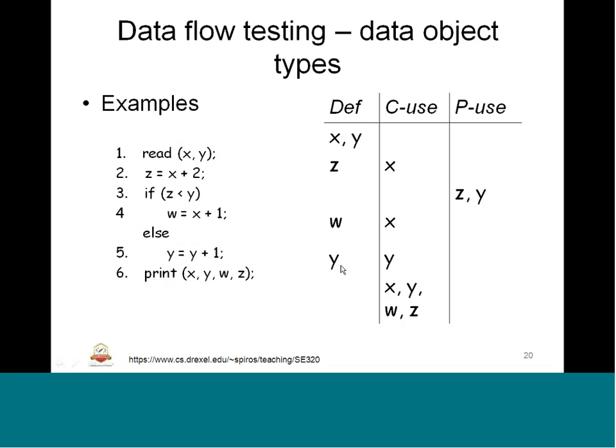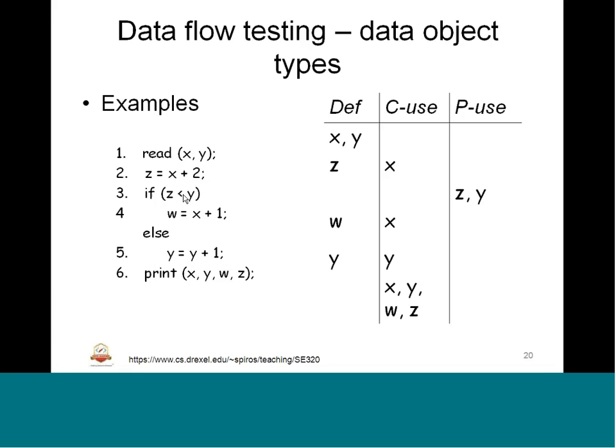C use, a computation use, because x is used for computation. You can see on the right hand side, we also have z, y, w, etc. Because printf is used, and we have supplied four parameters, that is why it is C use. For P use, we use the predicate directly, where z is less than y is used as a predicate for doing some if condition. So these are called use variables, data object types. All these need to be verified in data flow testing.